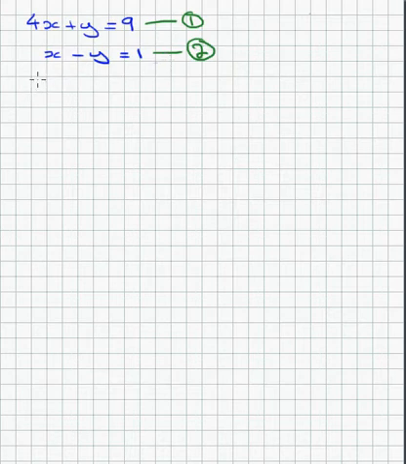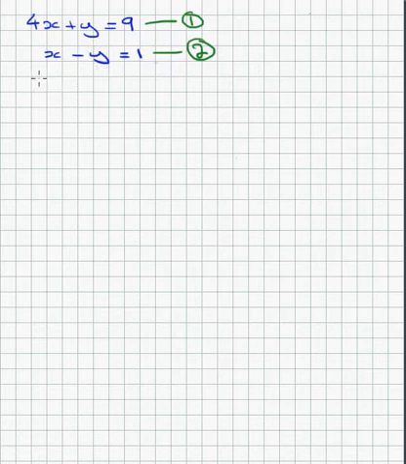So we're trying to find what point satisfies both of these equations, and in order to find the point of intersection, we are assuming that this value of x is equal to this value of x, and this value for y is equal to this value for y at that point.